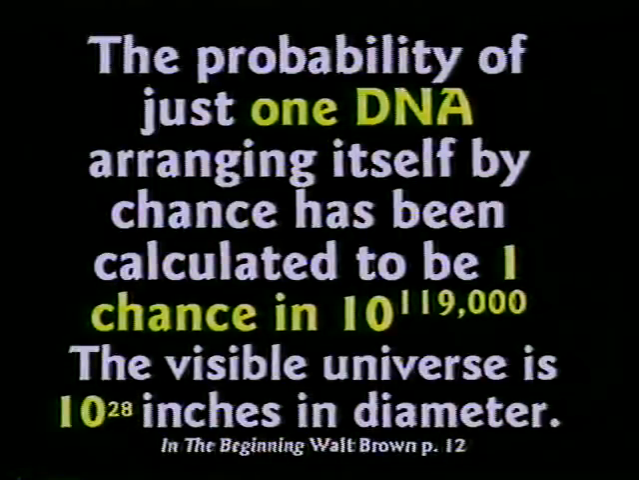That's a huge number. 10 to the 29th would be 10 times bigger than that. 10 to the 30th is 10 times bigger than that. 10 to the 119,000th is real big. So that's the odds these people are gambling on, that a DNA could happen by chance. I tell people, look, if you want to believe that, that's perfectly fine. I don't care what you believe.